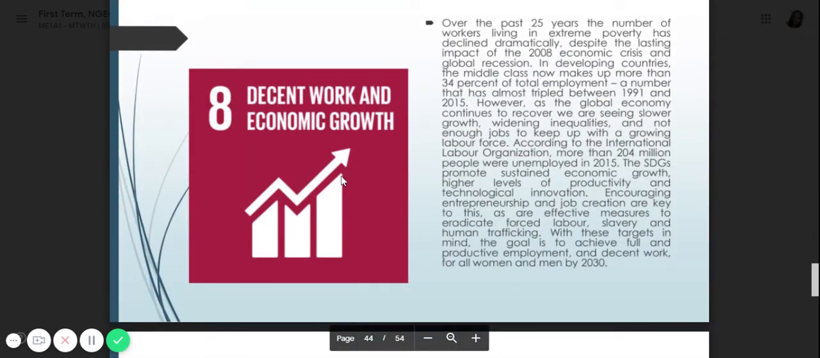Number 8, decent work and economic growth. As the global economy continues to recover, we are seeing slower growth, widening inequalities, and not enough jobs to keep up with the growing labor force. According to the International Labour Organization, more than 204 million people were unemployed in 2015. So the SDGs promote sustained economic growth, higher levels of productivity, and technological innovation. Encouraging entrepreneurship and job creation are key to this, as are effective measures to eradicate forced labor, slavery, and human trafficking. There should be decent work and economic growth, because if you have decent work, you can help in our economic growth.